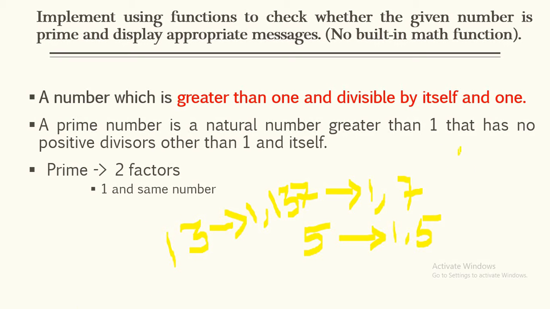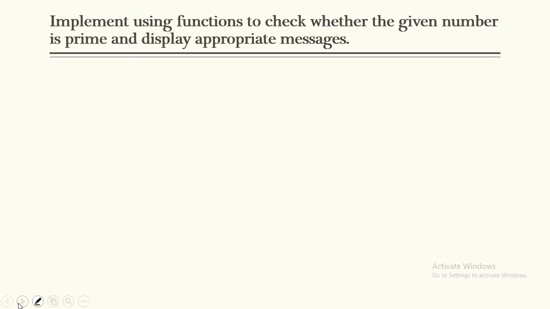And if we take 12, what about 12? Here 12 has 3 as one of the factors, 6 as one more factor, and 12 itself is also a factor. 3 and 6 are numbers by which 12 is completely divisible. That's why 12 is not considered a prime number. These are the examples for prime numbers.